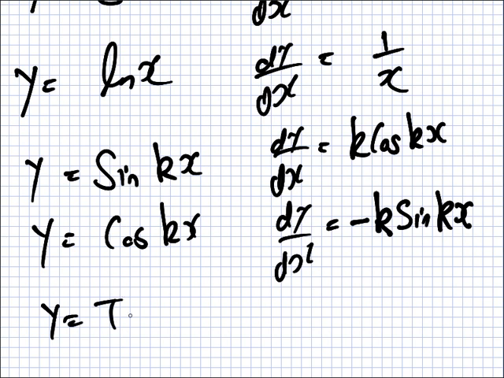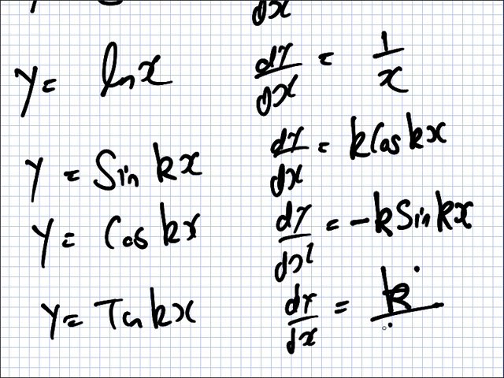Tan x, or tan kx. Do you want to go forward, Ray? Minus secant squared. Or if we use sine and cos, what's that? Uh, wait, is it minus? Now you've confused me. No, I don't think it's minus. It's just k over cos squared x. It's cos squared kx.